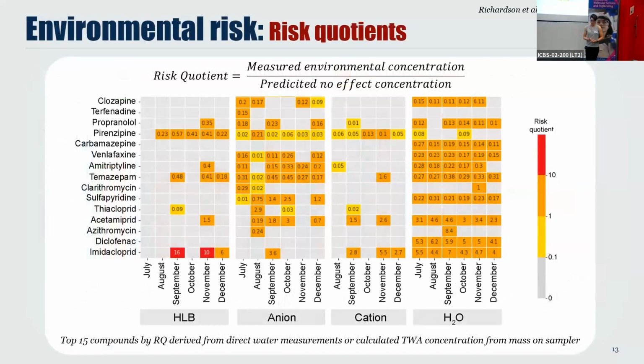We can also do something called risk quotients. So this is basically hazard assessment on how likely a contaminant is to cause damage to an animal. And we do this by dividing the measured environmental concentration by the predicted no effect concentration, which is usually based on the effect value, EC50 or LC50. Basically, does it cause an effect in 50% of the animal population, or does it cause lethality in 50% of the population? And as you can see from these graphs here, imidacloprid again is quite high across the HLB, anion, cation, HLB, and water phases, but also we have diclofenac, which is listed on the European watch list, azithromycin, sulfapyridine, clarithromycin, and carbamazepine, and venlafaxine, which has also recently been listed on the watch list as well.